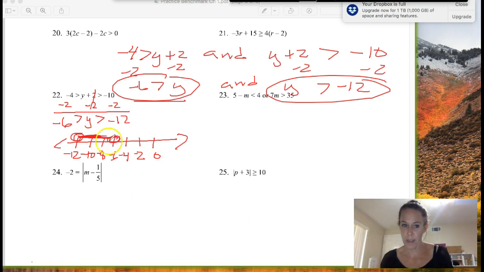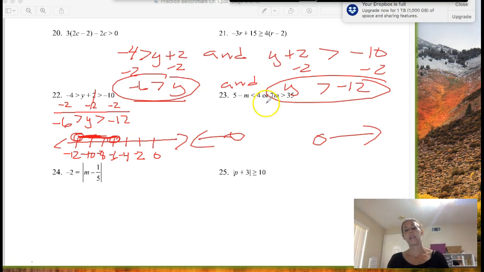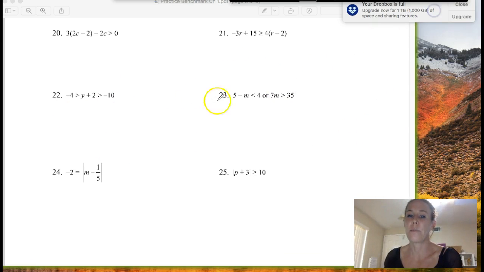Now usually ands go together and usually ORs go apart in your graphs. On occasion the ORs can overlap, but let's go ahead and look at this. Here's an OR one, so we're going to solve this side first. Let's go ahead and solve this side. We're going to subtract 5 from both sides so that I can isolate the m.